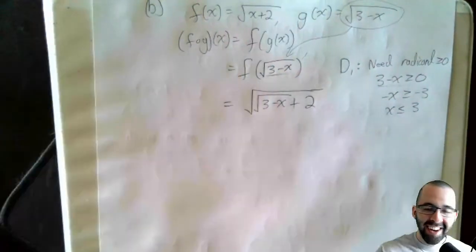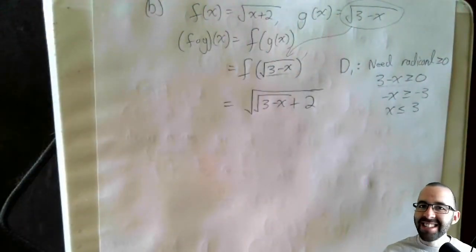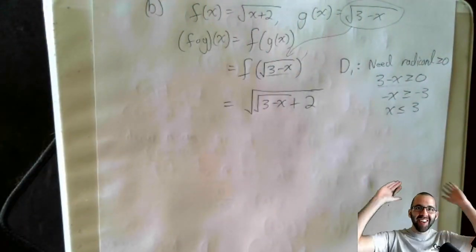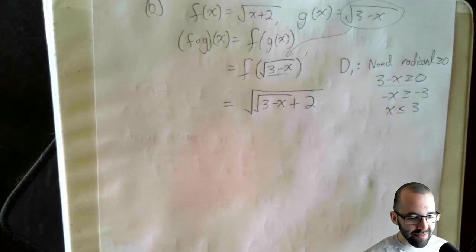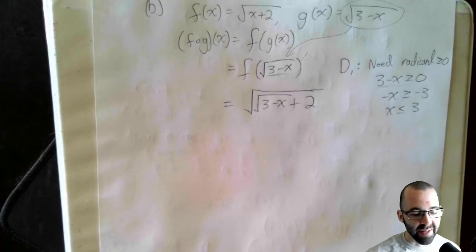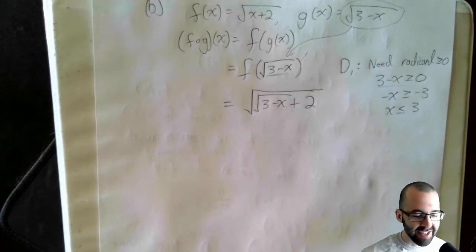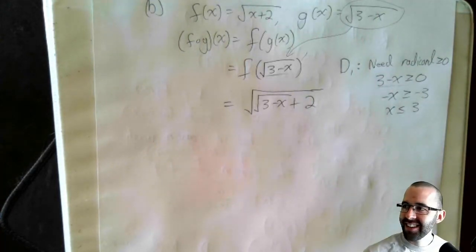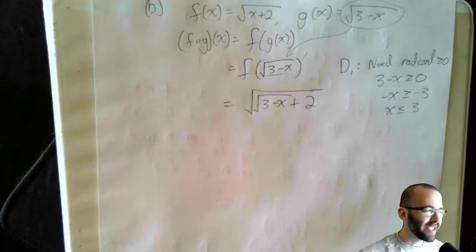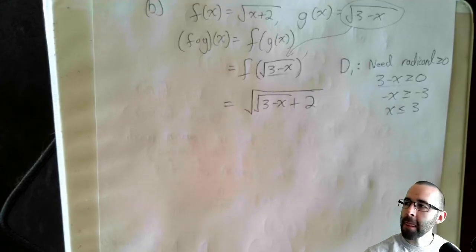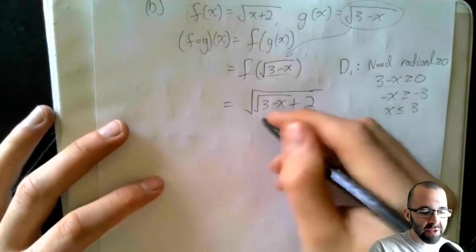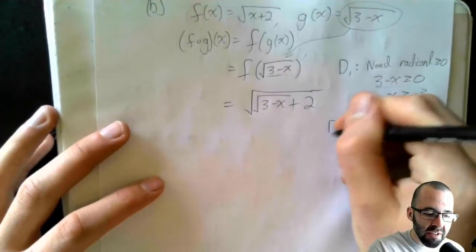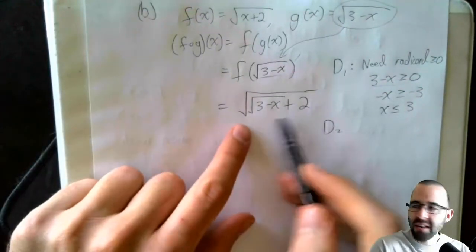So we got a square root inside of a square root. Whoa! And that can't be simplified. There's no simplifying to be done here. So this is as fully simplified as it gets. So we need to find D2. We need to look at the domain of this.